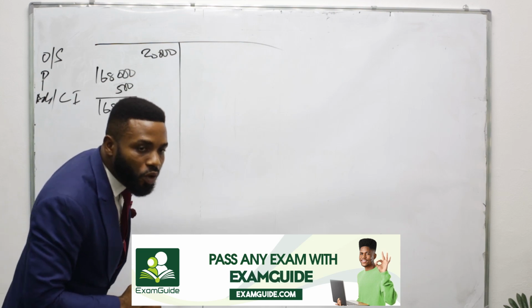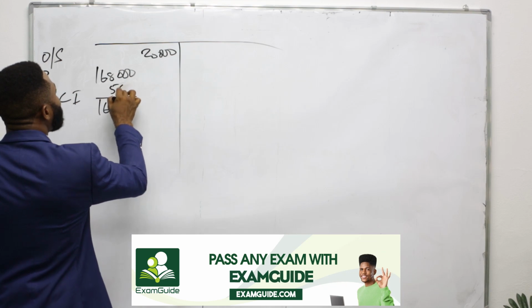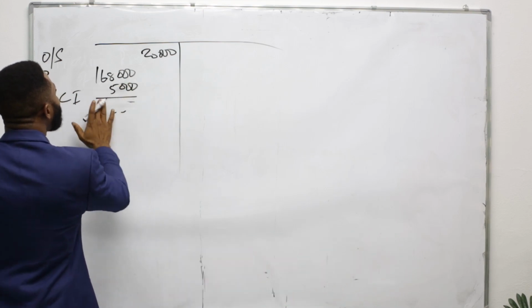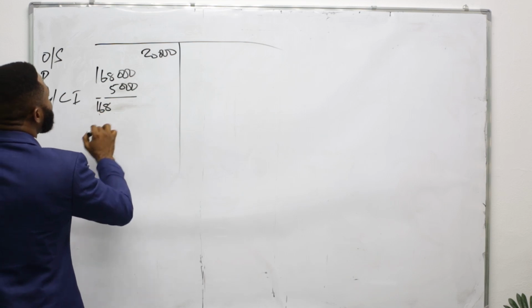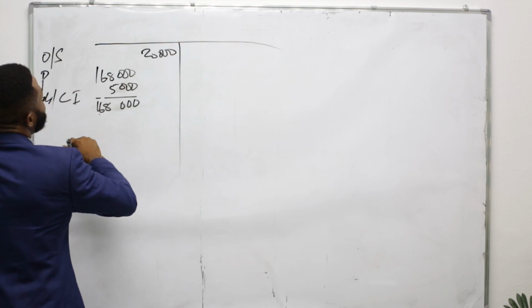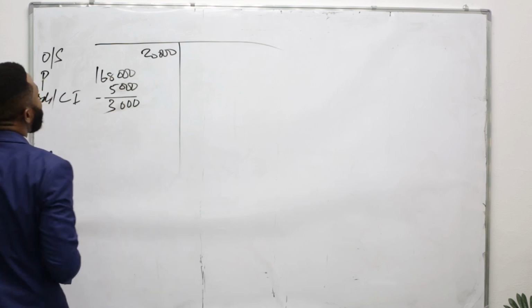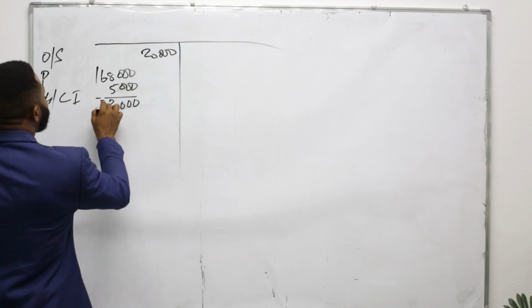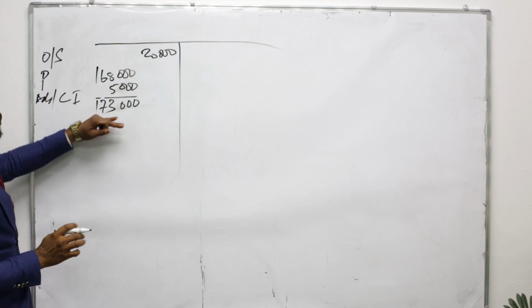Your carriage inwards is 5,000, not 500, sorry. So you are going to have 168,000 plus 5,000. You have 13, carry 1, this is 7, 173,000. That's what you are going to get.